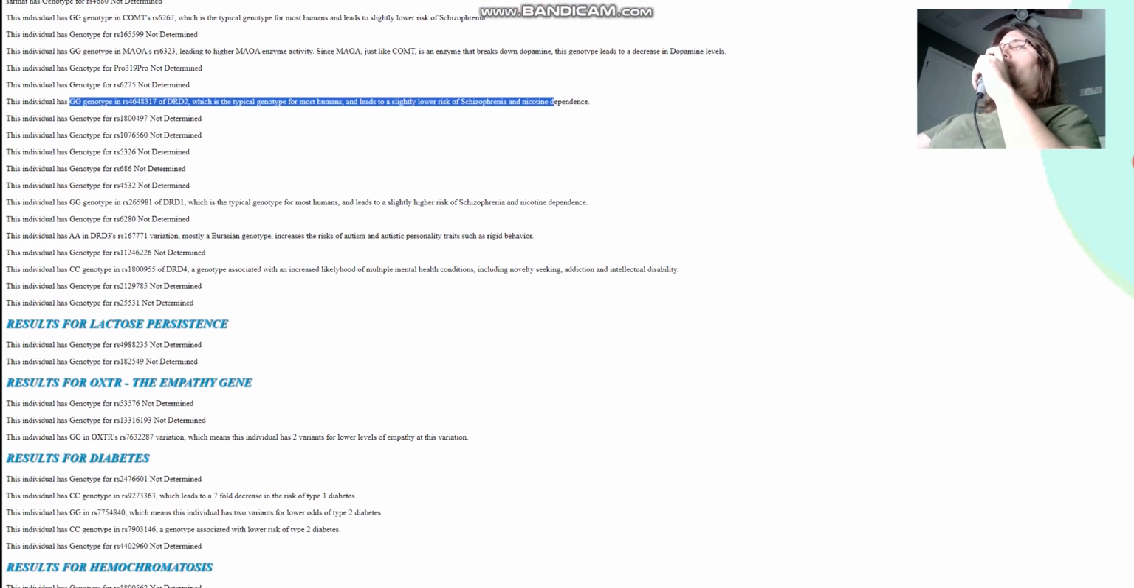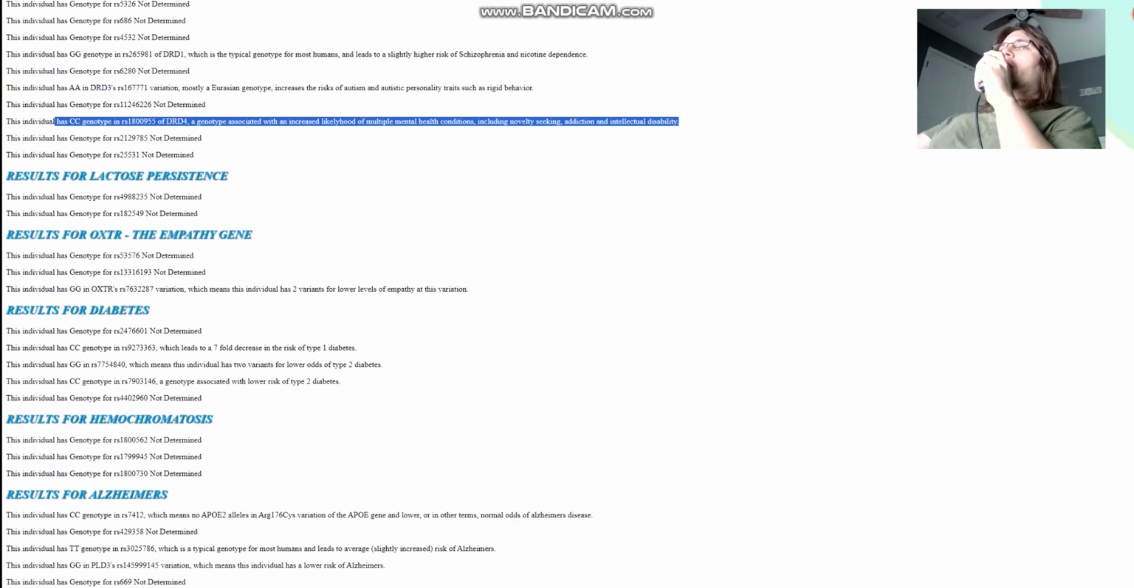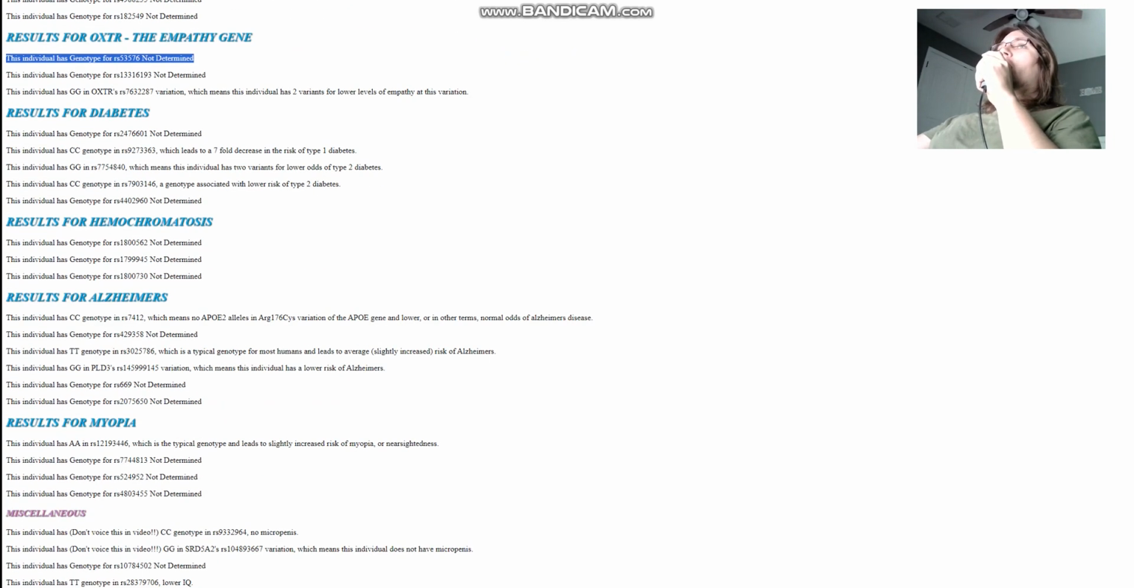And she's got CC here in DRD4, which is a genotype associated with an increased likelihood of multiple mental health conditions, including novelty seeking, addiction, and intellectual disability. For the empathy gene, she's got GG here, which means two variants for lower levels of empathy, but she's not genotyped for these two. And the most important variation here is this, which she's not genotyped for. We don't know that. That's not in the file. For diabetes, she's got CC here, which leads to sevenfold decrease in the risk of type 1 diabetes.